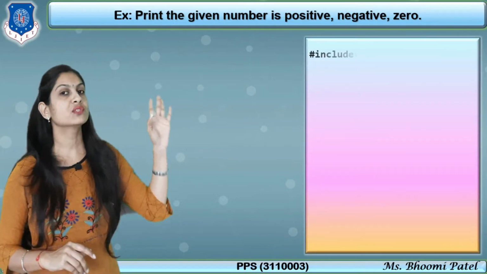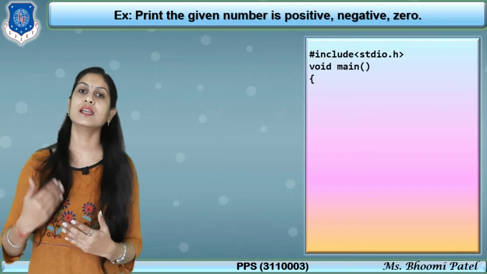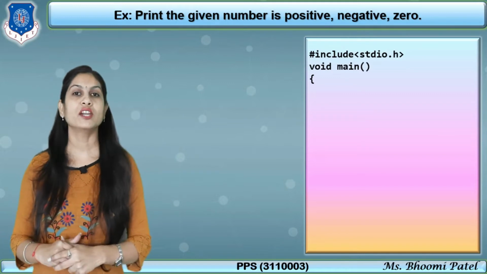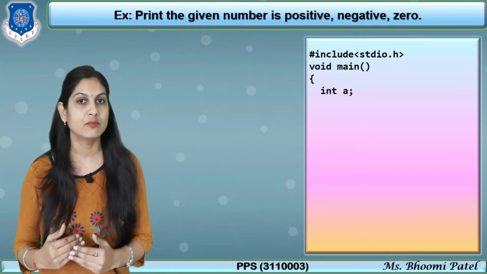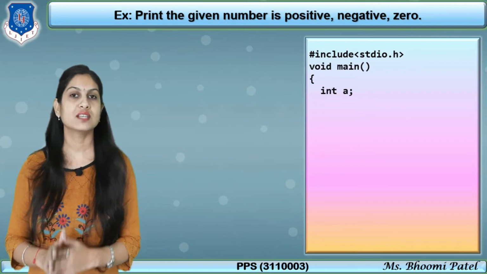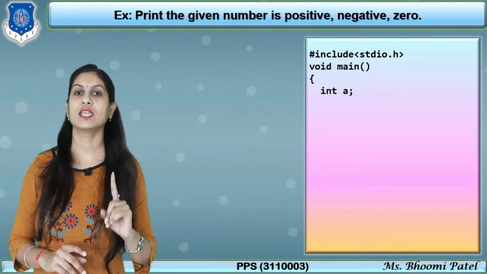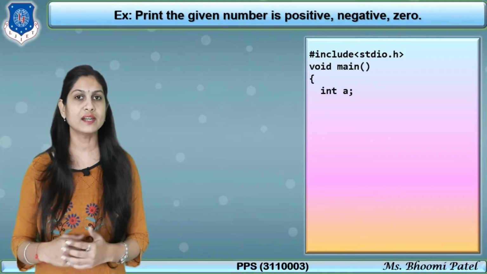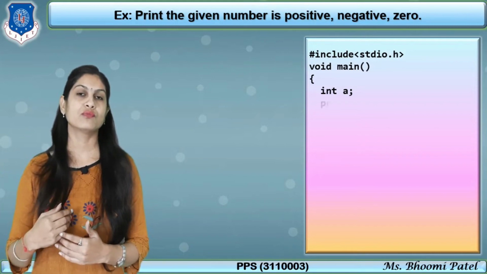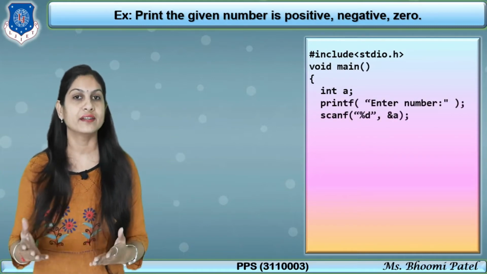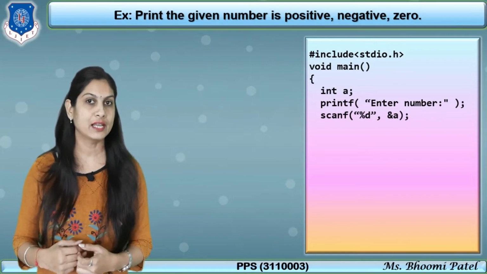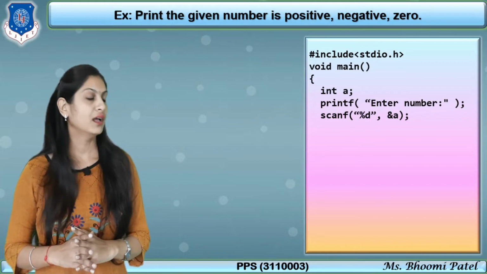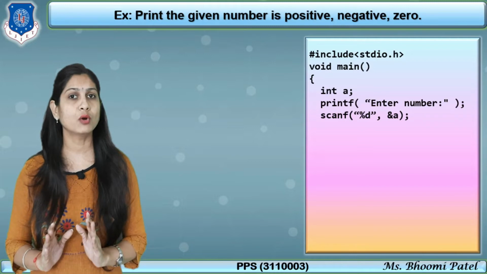So let's understand. First we have to include header files, and in the header files we have to write stdio.h. Then in void main we have to write the declaration of input and output variables. Here only one input is there because we are checking a single variable, so we just write int a. Now that number we have to scan from the user. For that we print a message like "enter number" and read the data using the scanf function, that is %d only one time, and then comma, &a. This is about the input only.